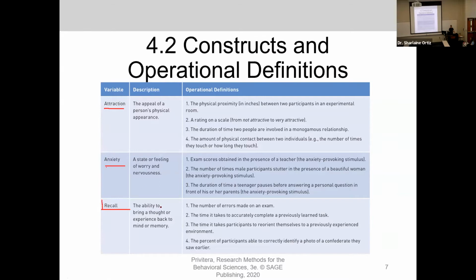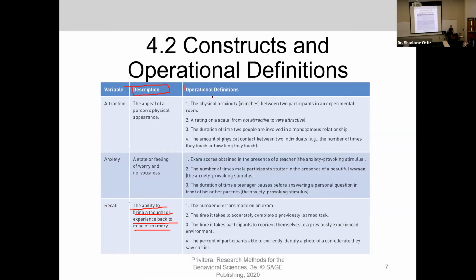Generally, something I would like to point out is that the definition we find in a dictionary is not operationalized. It's very generic. And in science, we don't use the definition that we would find in a dictionary because we want to be not generic. We want to be as specific as possible so that I can measure it. In this sense, we have that definition: the ability to bring a thought or experience back to mind or memory.